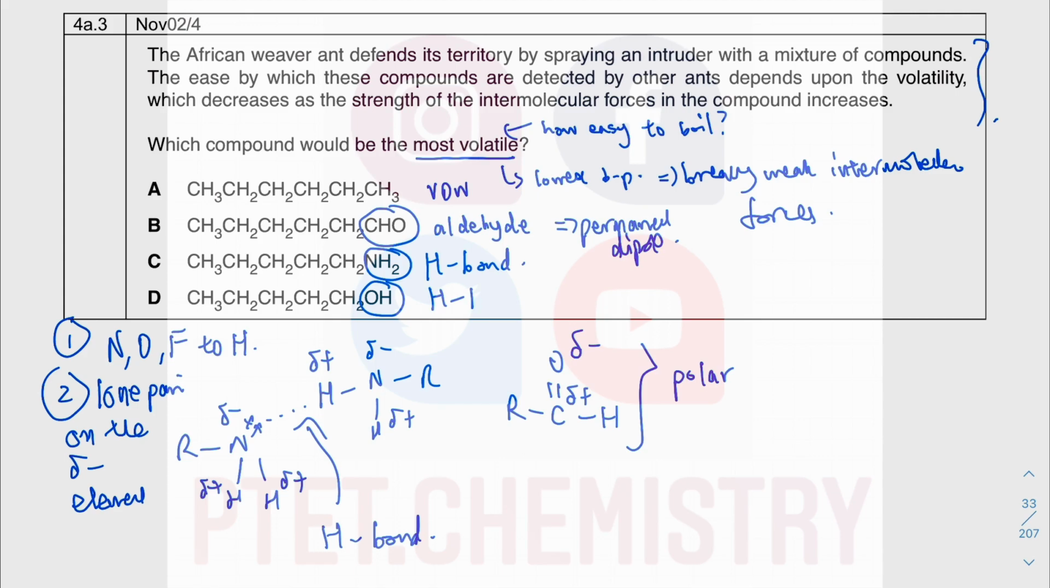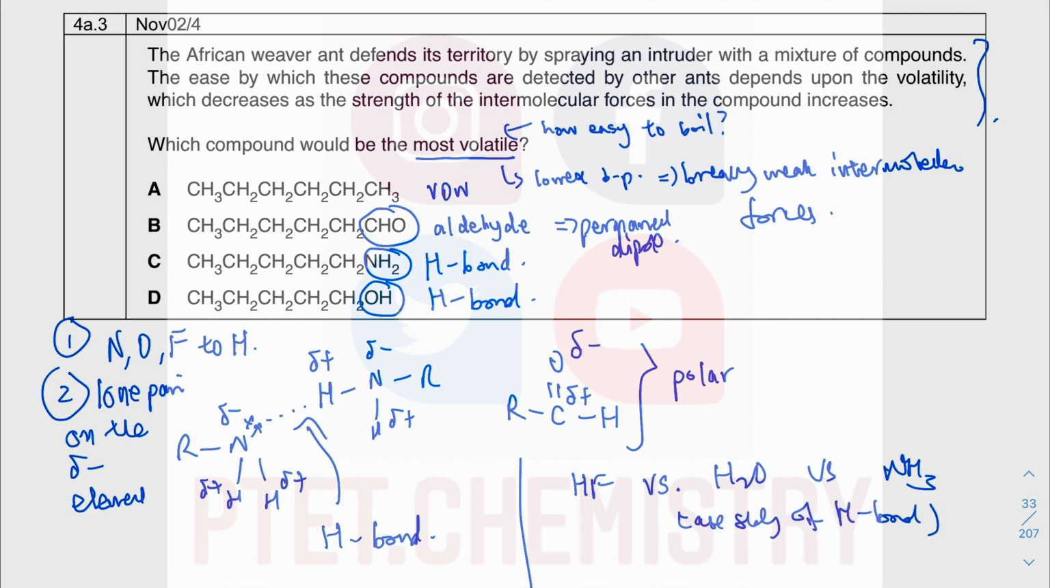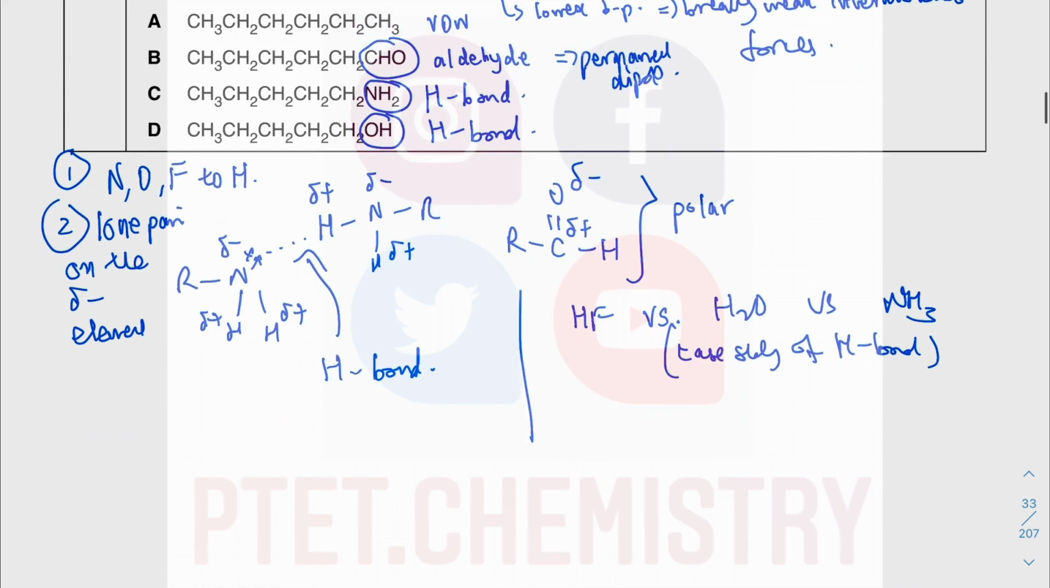I mean, that one can also form hydrogen bond, because you must have learned hydrogen bond in comparing HF versus H2O versus NH3. That is a case study of hydrogen bond in O-levels, okay? So we know that HF is a gas at room temperature and pressure. H2O is your liquid water at 25 degrees Celsius, okay? NH3 is a gas at room temperature and pressure. That is your case study from Haber process since O-level already.